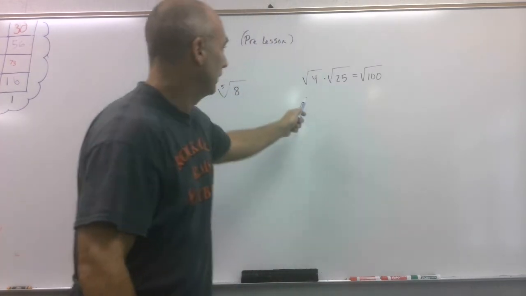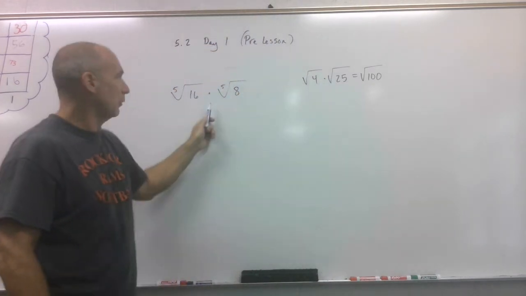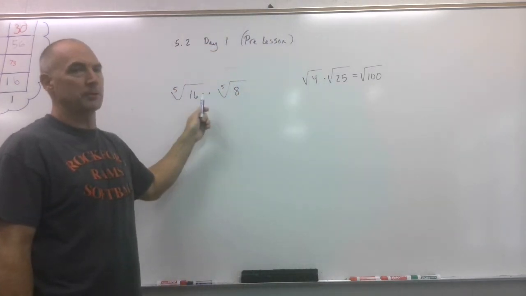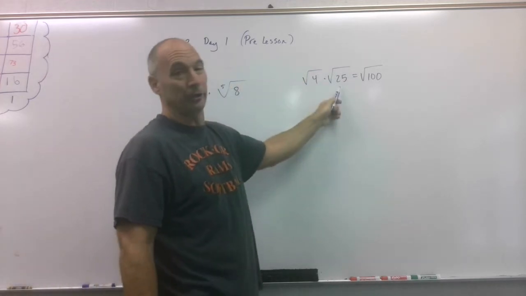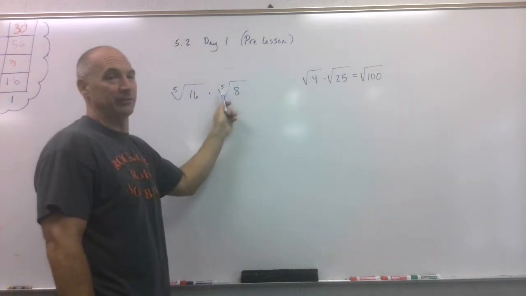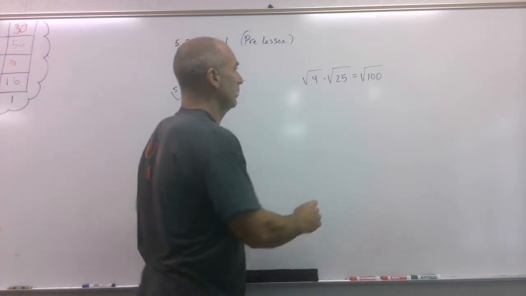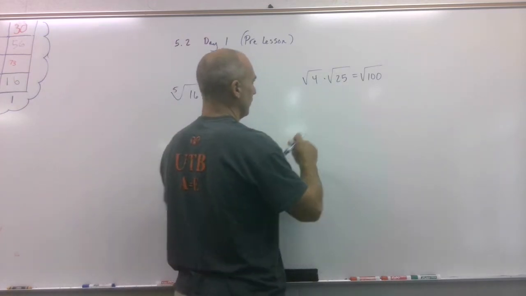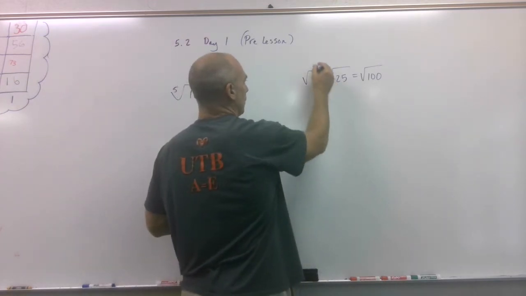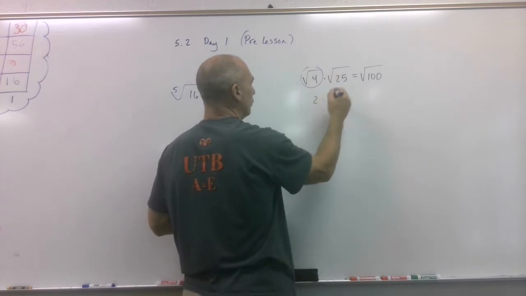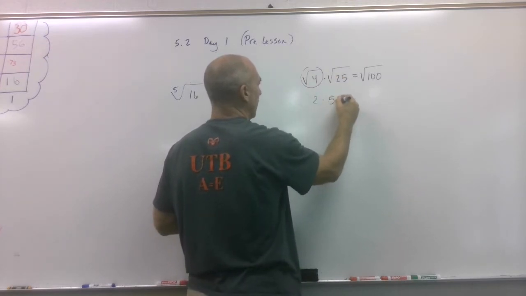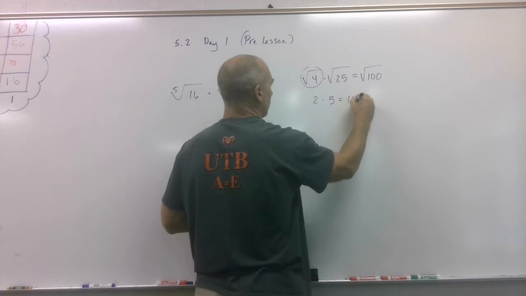So now we're going to take a look at this before we look at one of your sample problems, because if you don't know the basic rules here, it's going to be really hard to figure this out. So let's take a look at this. First of all, I'm experimenting with this. The square root of 4, we know is 2. The square root of 25, we know is 5. The square root of 100, we know is 10.